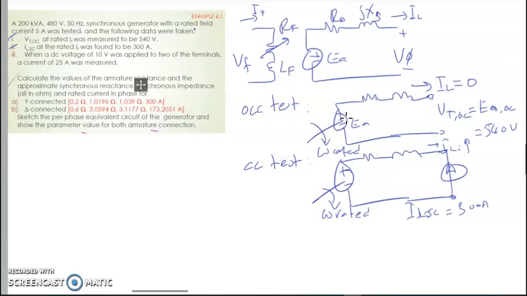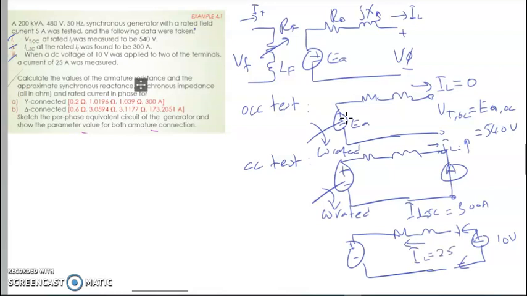Okay, then we perform another test, the DC voltage that we induce into the armature circuit. So we are performing the DC test. We put a DC source into the system, positive and negative here. We have here 10 volt. We are measuring how much current flows into the circuit. It was 25 ampere. 25 ampere goes into the circuit.